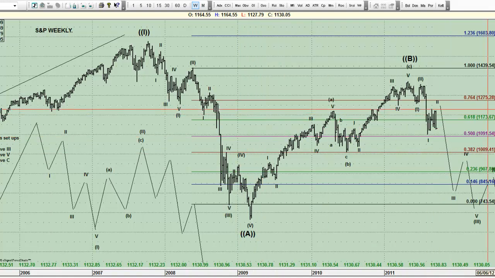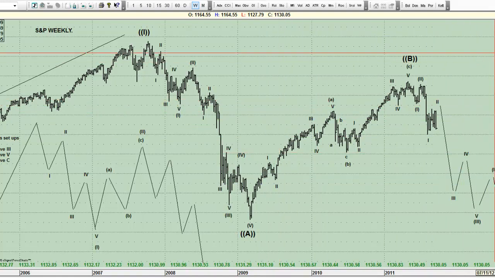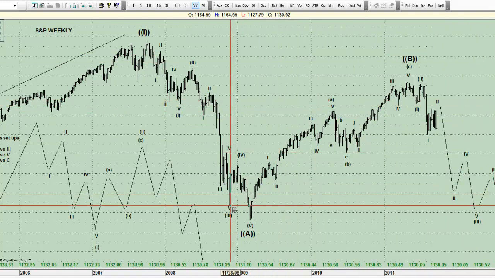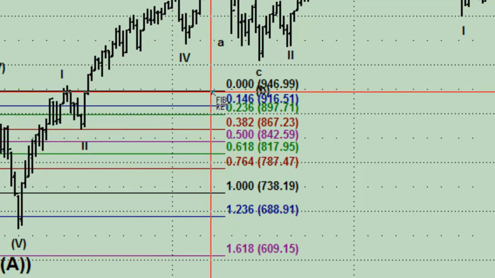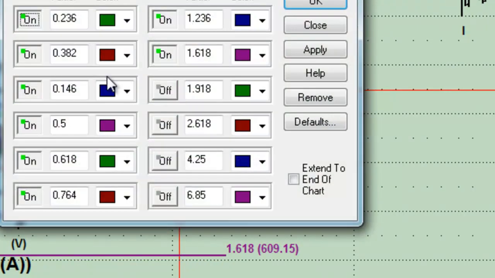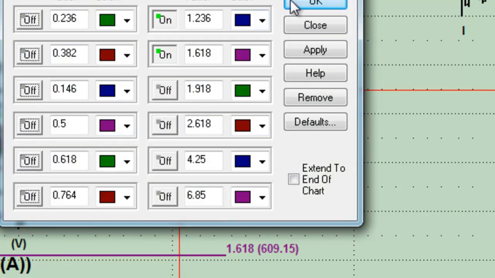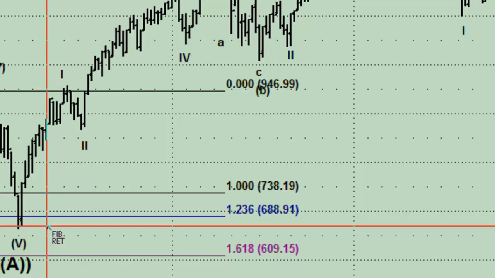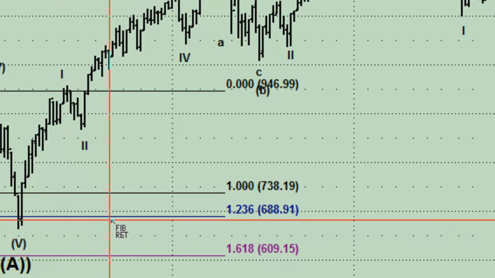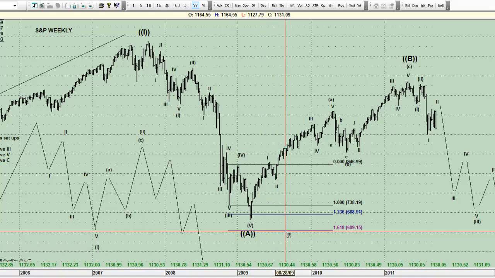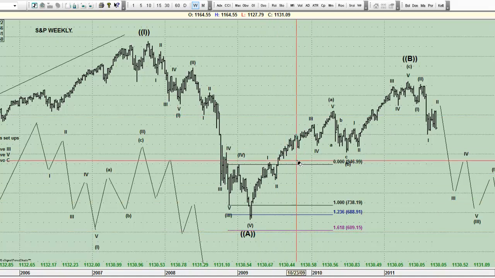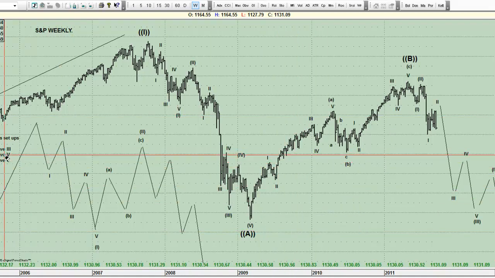Now, what is your limit? You're going to take your wave 4, you do the Fibonacci retracement on the extension of wave 4, and then you're going to take profit at the 1.236, and then you're going to take profit again at the 1.618. That's how you trade the wave 5 setup.